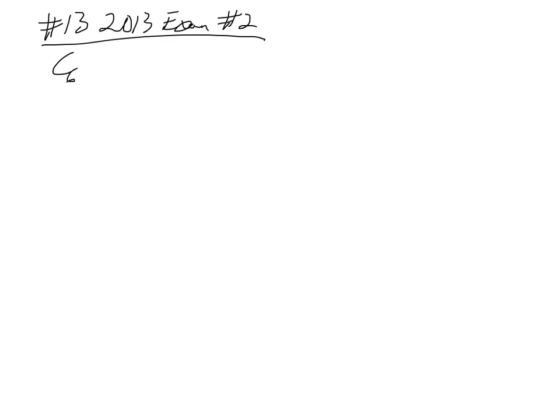So this is 2013 exam, number 2. What do we know? We have C6H10O2. The first thing we always do is degrees of unsaturation. DU is equal to 2, which of course means we have 2 pi bonds or rings, or some combination of them.